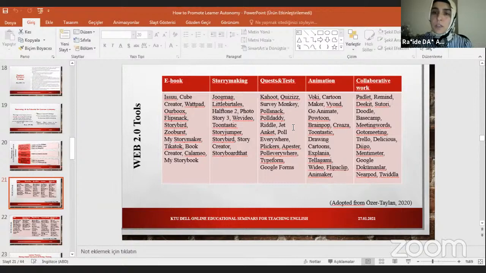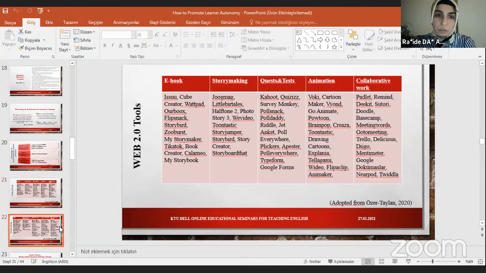For collaboration, for instance, for a writing class, you can use Google Documents. It is a great opportunity for you to give feedback, exchange your ideas, and also work on the same documents at the same time with your students. And for instance, Mentimeter, I personally used this at the very beginning of this seminar. We tried to create a word cloud so easily. So you can also integrate such collaborative tools so as to work collaboratively with your students.